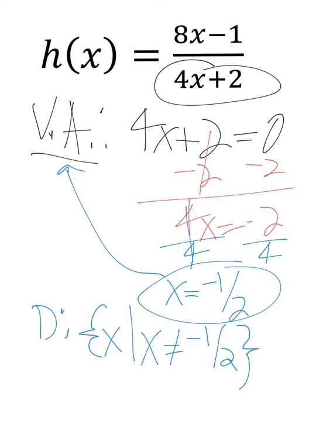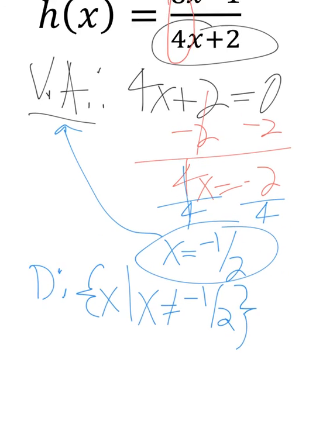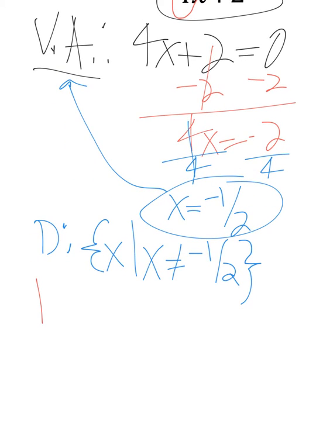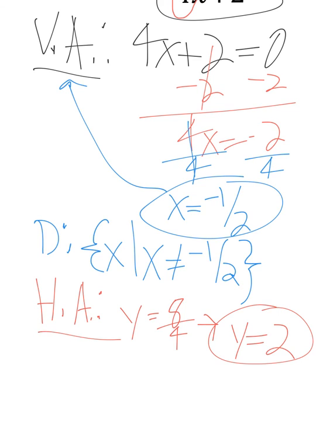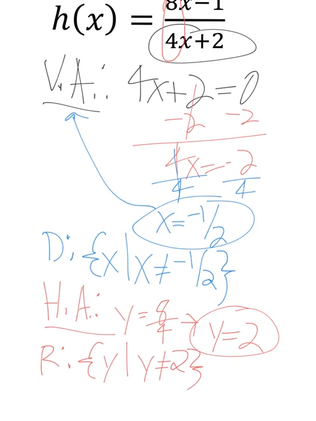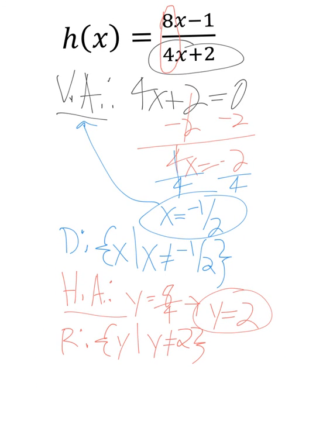Okay? And then for my horizontal asymptote, look at your coefficients by the x, 8 over 4. And so horizontal asymptote is y equals 8 over 4. And 8 divided by 4 makes 2, so if it simplifies, definitely simplify it. So there's my horizontal asymptote, which means my range is just y is in all real numbers such that y cannot equal 2. And that's pretty much everything there is to say about that one.